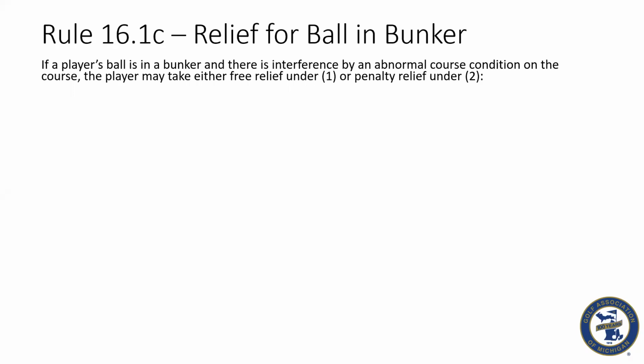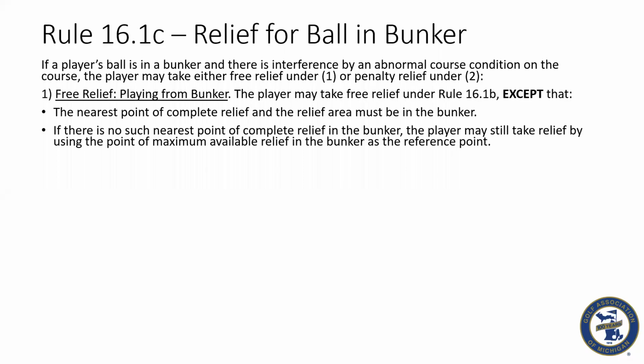All right, so what happens if our ball's in the bunker? If it's in the bunker and there's interference by an abnormal course condition, then the player can take either free relief or penalty relief. So for free relief, the nearest point of complete relief and the relief area, as defined by that one club length, need to be in the bunker. So we might not have a complete one club length in all directions. And this is another case where our relief area might not be that perfect half moon shape.